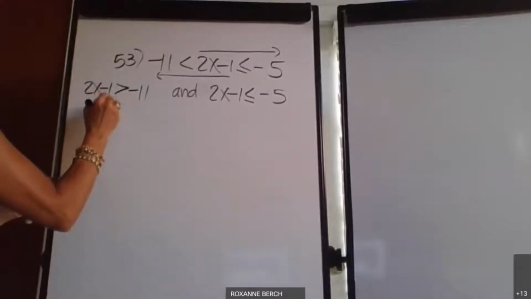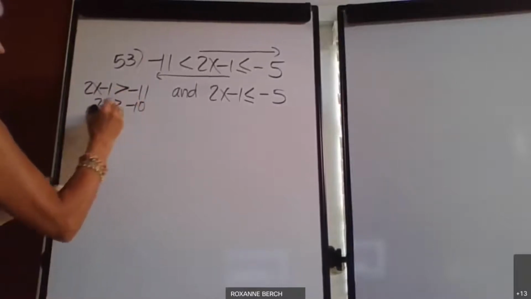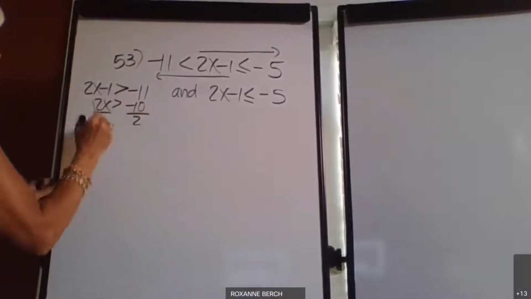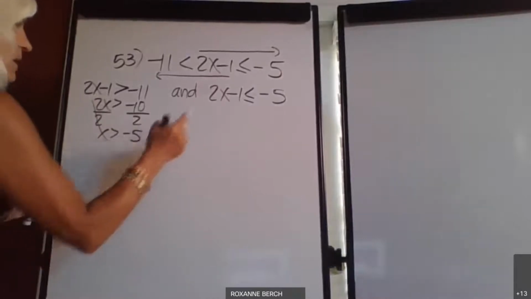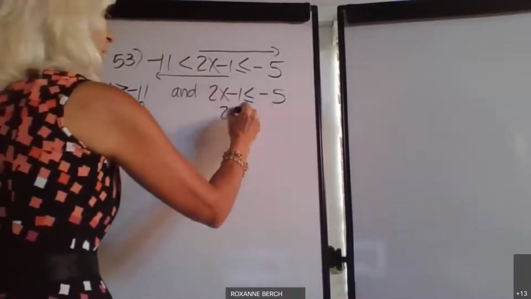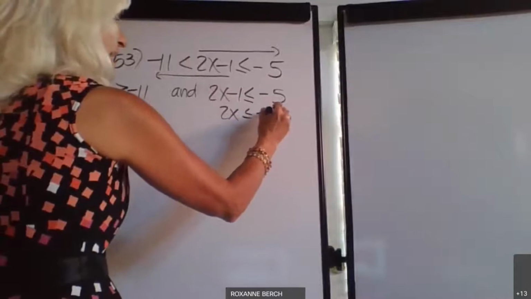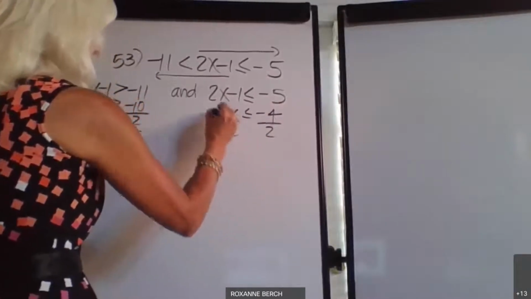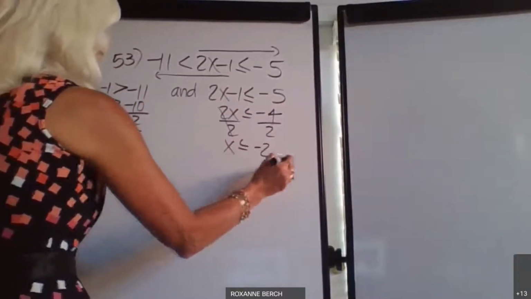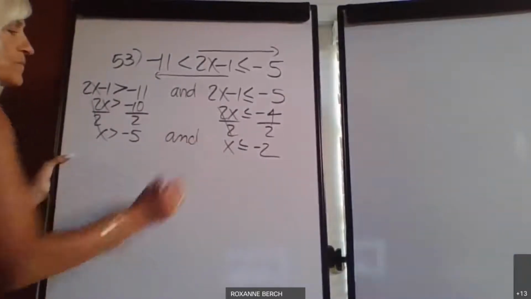Okay, so now we're just gonna solve it. So when you add 1, you get negative 10, and you divide by 2, do not flip the symbol. Over here, you add 1, and when you add 1, you get negative 4. Do not flip the symbol. And so there you go.